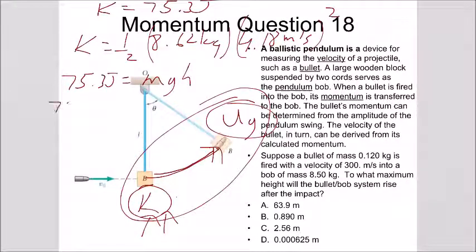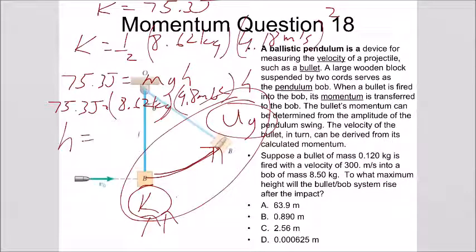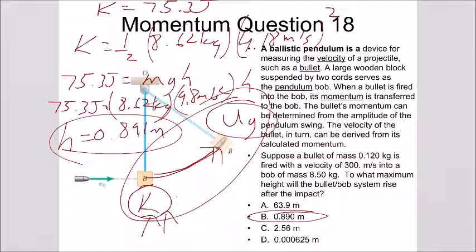So that's going to be 75.3 equals the mass, so that's 8.62 kilograms, the mass of our whole system, times g, 9.8 or 9.81 meters per second squared, times h. We're going to divide through by 8.62 and 9.8 to get h, and we end up with h equals 0.891 meters. So our answer on this one is going to be B. And that height is the difference in height between here and here. So it's going to be this distance. So let's move on to problem 19.